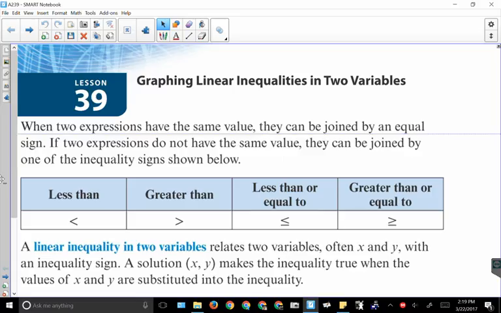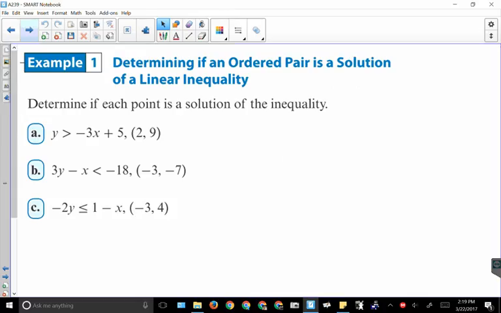Now, you know what the inequality symbols are: the less than, the greater than, less than or equal to, or greater than or equal to. Those things you definitely need to keep in mind. So, let's take a look and see how this is going to go. We want to have y on one side, everything else on the other.